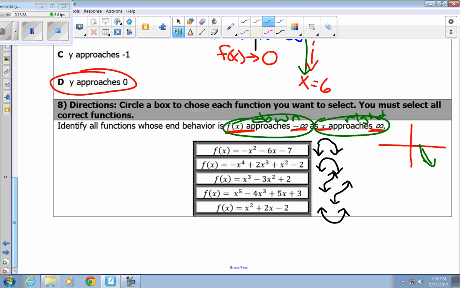This right side of the graph is going down, this right side of the graph is going down. The middle equation, the right side of the graph is going up, so now the fourth equation, the right side of the graph is going up, and the fifth equation, the right side of the graph is going up. So only two that the right side of the graph is going down are the first one and the second one. If you guys have any questions on this, please come in and ask me.